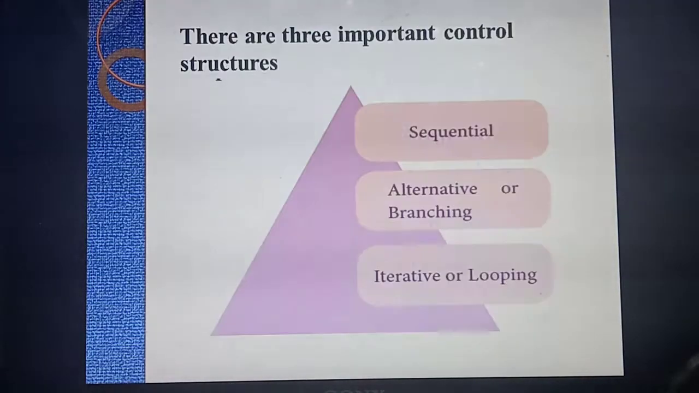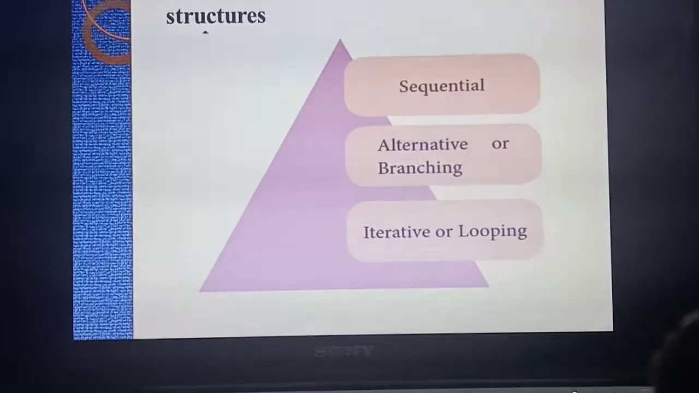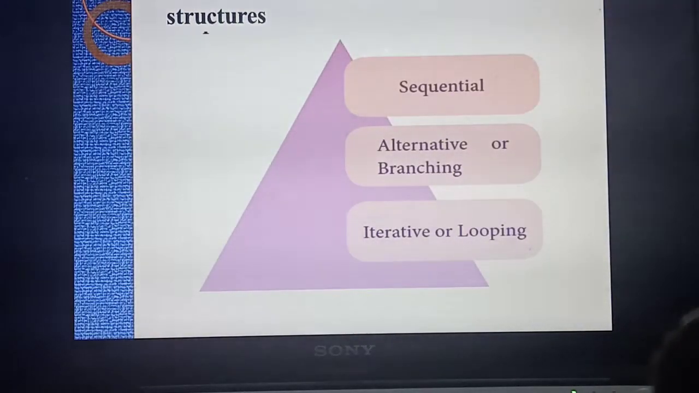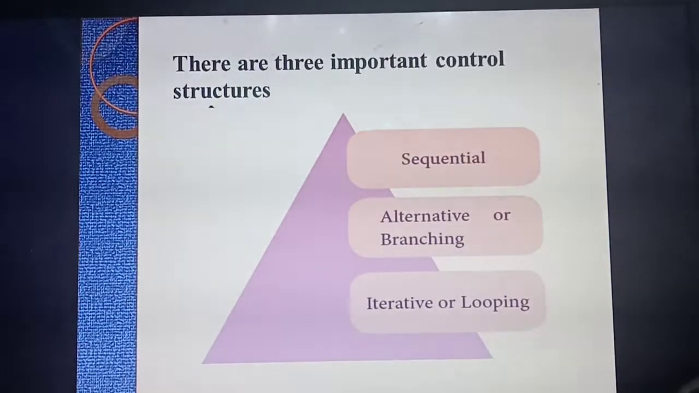Understood, students? So normally in a textbook they have given 3 types of control structure. So how many types of control structures are there, students? 3 types. What are they? Sequential, alternative or branching, iterative or looping. Okay, this I have already explained.